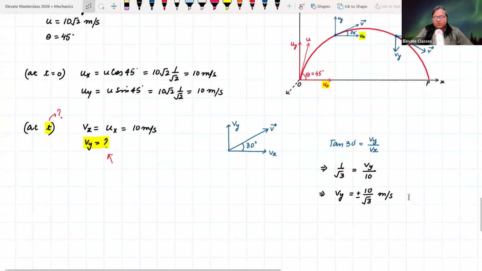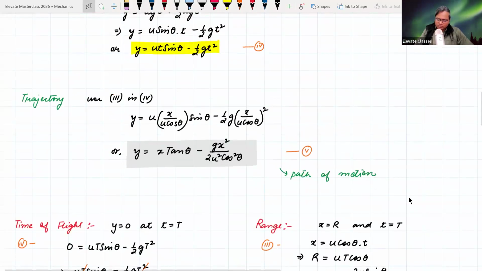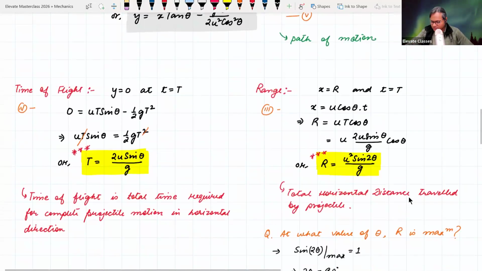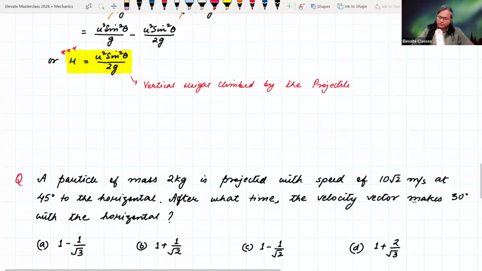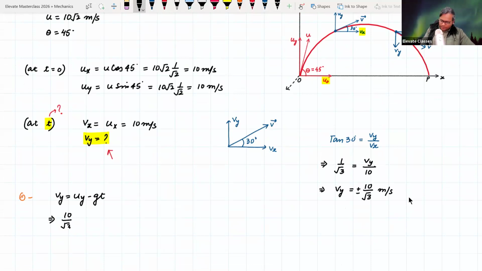For that I do not need to do anything special. Let us just apply this equation. That's it. Equation number 2. The relationship between time and speed will come. So if we use equation number 2, we will get Vy is equal to Uy minus Gt. So one solution we use: 10 upon root 3 is equal to Uy, which is nothing but 10, minus G, which is 10, times t.